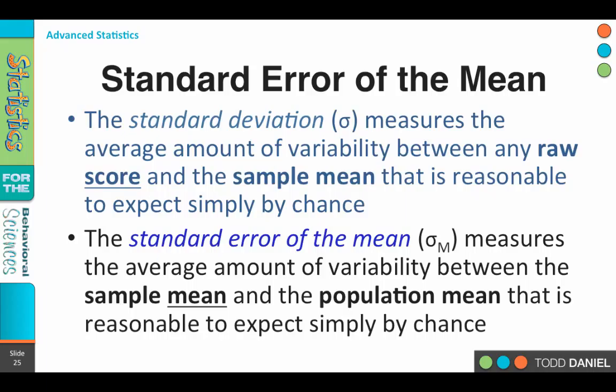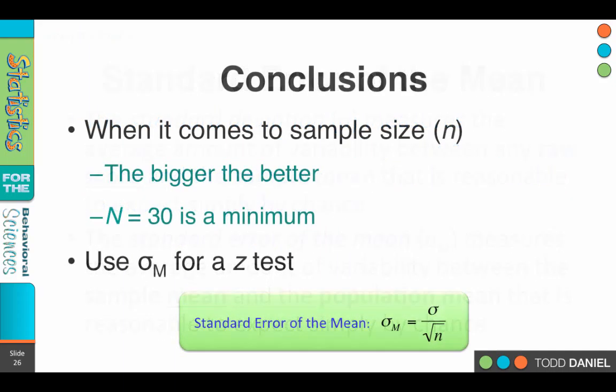The standard error of the mean is the average amount of variability between a sample mean and the population mean that is reasonable to expect by chance. So in the same way that the standard deviation tells us about variability between raw scores and sample means, the standard error of the mean tells us about variability between sample means and population means. So hopefully you can see that the standard error of the mean is equivalent to, or the same basic idea as, a standard deviation. However, there's one other thing that we need to know. The standard error of the mean uses sigma, but divides it by the square root of the sample size.